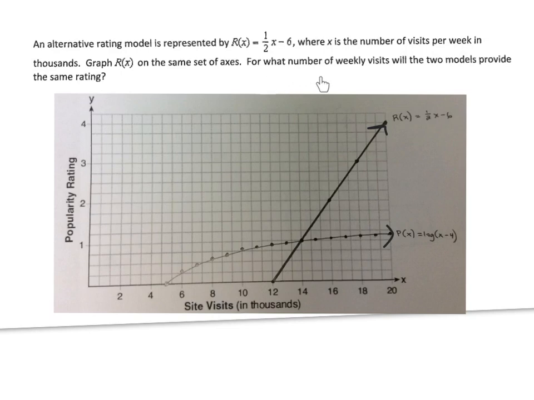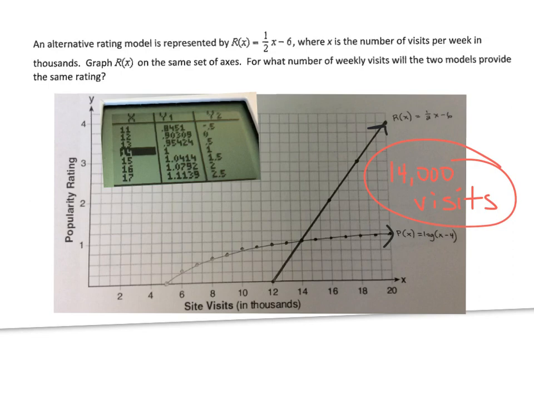It says, for what number of weekly visits will the two models provide the same rating? So basically they're asking us, where do these intersect? You can see right here, they intersect at 14. Now, this is in thousands, so when you state your answer, you want to say 14,000 visits. If you want to double check, if you still have this equation in y1 and this equation in y2, you can go to second trace intersect, or even easier, if it occurs at exactly 14,000, you can just go to your table of values and see if the y values are the same.